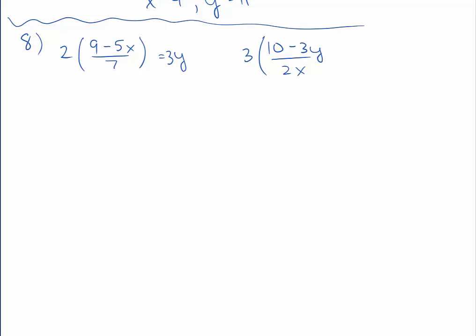Now we need to work on these equations first. Again, you don't have to. You can just work one side and get x equals or whatever, but I like to work them both out first. With these left-hand sides, I'm going to put this over 1, and I'll put this one over 1 as well, just so you can see. If you're comfortable with just distributing the 2 to the top, that's fine. But if I rewrite this for you, this becomes 2 times 9 minus 5x over 1 times 7, which is 7, equals 3y. And this becomes 3 times 10 minus 3y over 2x, because 1 times 2x is just 2x.